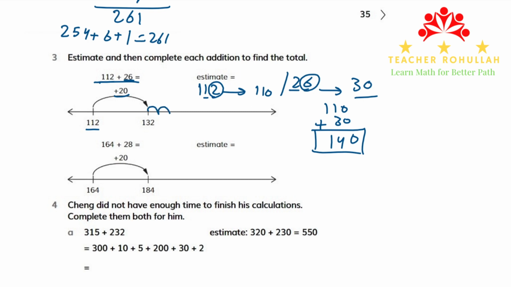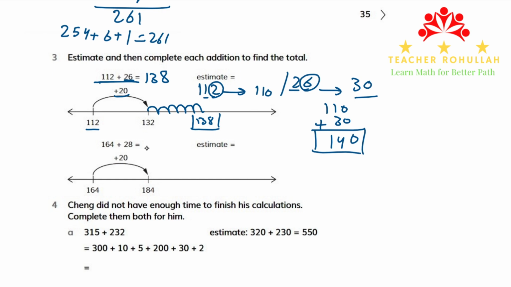133, 134, 135, 136, 137, and 138. 138 means if we add 112 by 26, we get 138. So I can write the answer here is 138, which is very close to the estimated answer.